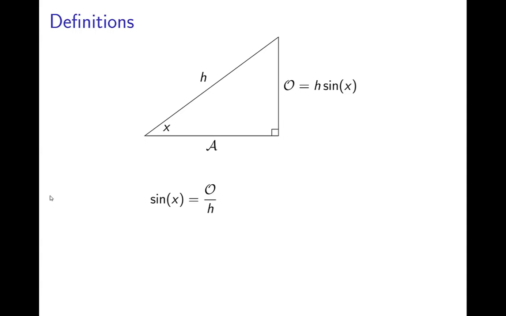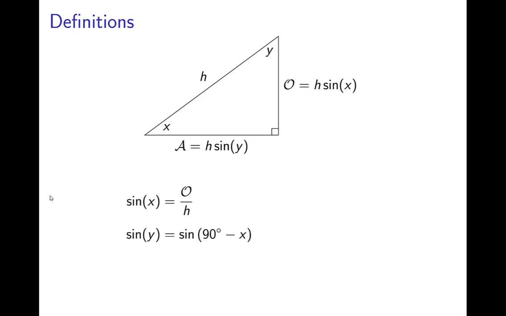This leads us to our main definitions. First, given a right triangle and a non-right angle of measure x, we label the side opposite x by O, the side adjacent to x by A, and the hypotenuse by h. As we saw previously, O equals h times the sine of x. Therefore, sine of x equals O divided by h.